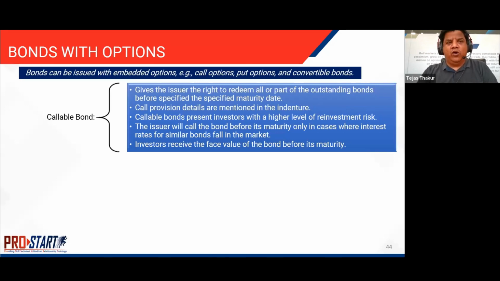So basically, callable bonds are the issuer's right to redeem part of the outstanding bonds. That is clear. It cannot be suddenly that you buy a bond and after a year you realize it's a callable bond. That cannot happen. So it has to be clearly mentioned in the indenture.